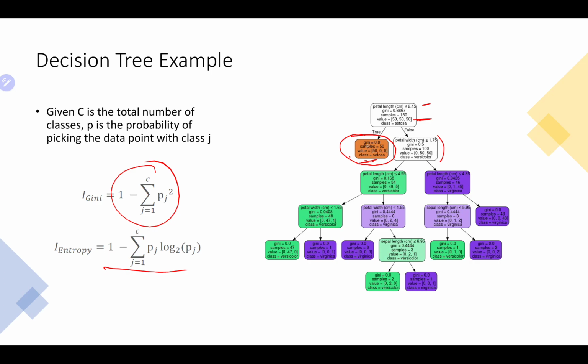When that's the case, our Gini goes to 0. And that's the ultimate goal of the decision tree, getting the Gini down to a value of 0. Because when it's 0, that means all the points are from the same class. That's a pure node.